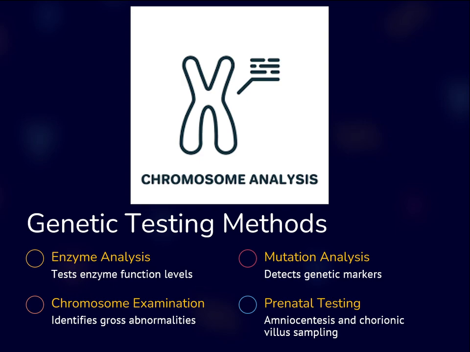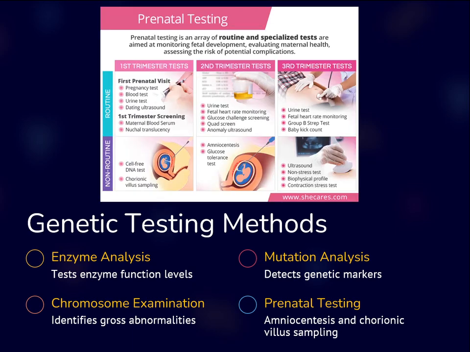Chromosome examination, also known as karyotyping. This method involves visualizing chromosomes under a microscope to detect large-scale abnormalities, such as an extra chromosome 21 found in individuals with Down syndrome. And lastly, prenatal testing. Procedures like amniocentesis and chorionic villus sampling allow the detection of genetic disorders in a fetus by analyzing samples of the amniotic fluid or placental tissue.